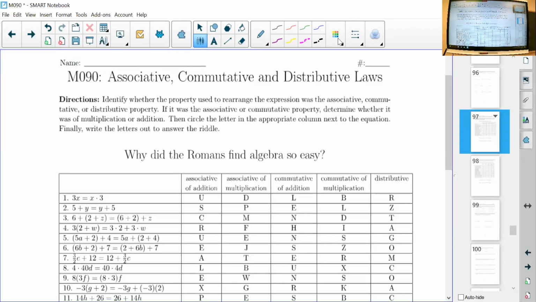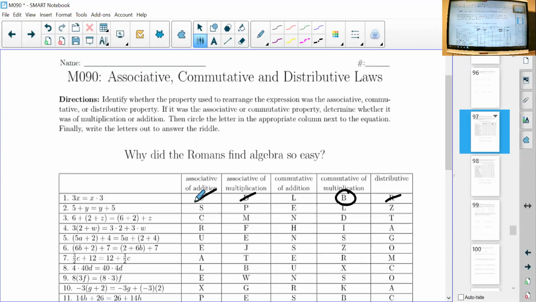3x equals x times 3. Well, the order changed, so that's the commutative property. So it's not this one, it's not this one, it's not this one. The order changed, and it changed around a multiplication dot. So commutative of multiplication. My answer is going to start with a B.